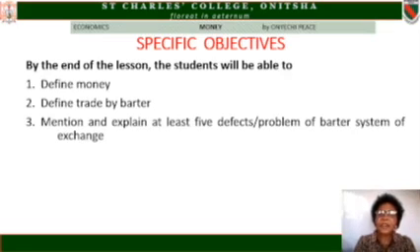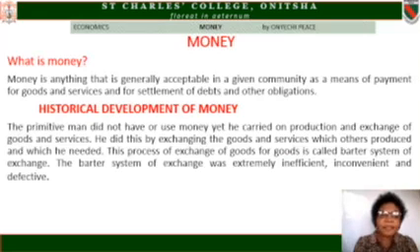Having seen the specific objectives, what is money? Money is anything that is generally acceptable in a given community as a means of payment for goods and services and for settlement of debts and other obligations. So, having seen the definition of money, let us look at the historical development of money.